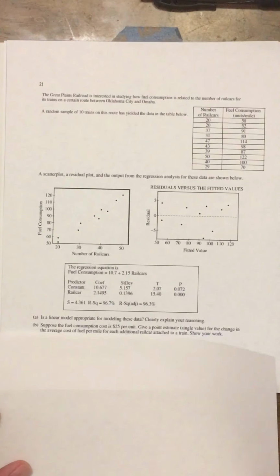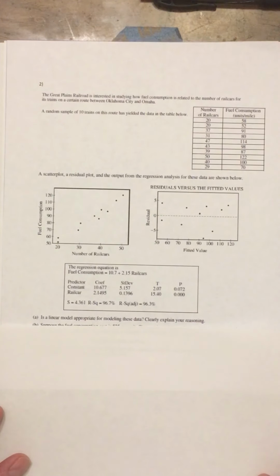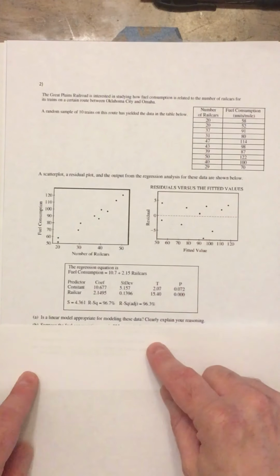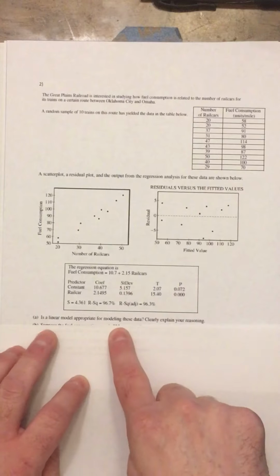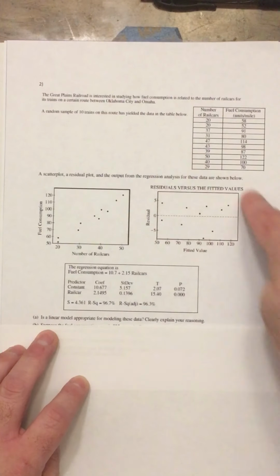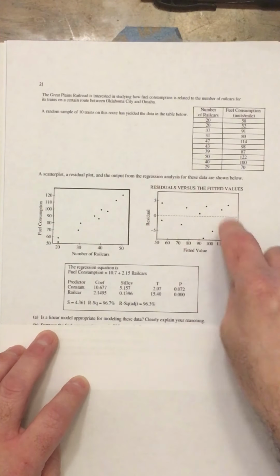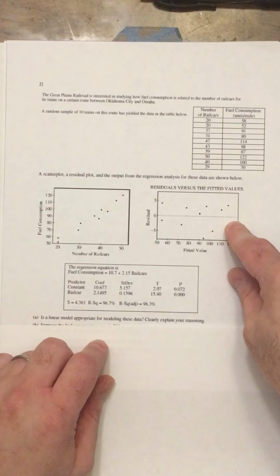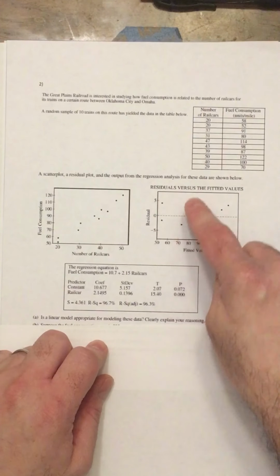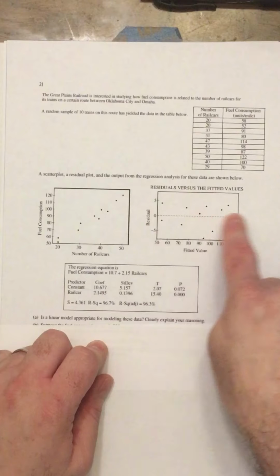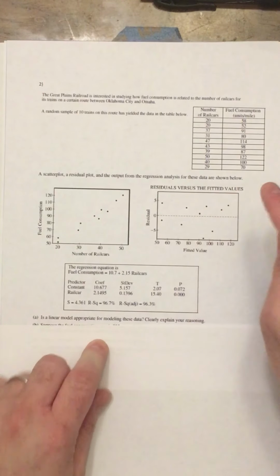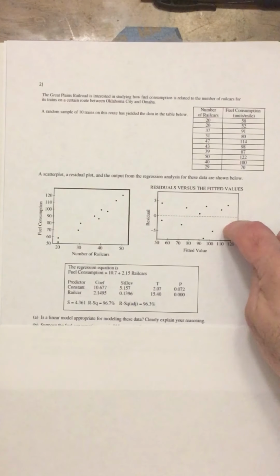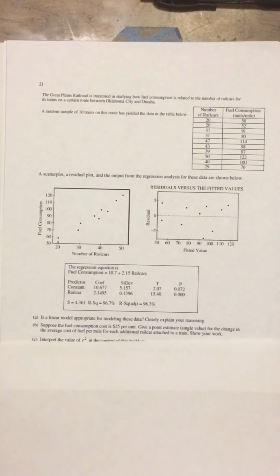And it says, is a linear model appropriate for modeling these data? Clearly explain your reasoning. If they're asking you if a linear model is appropriate, look at the residuals. The residuals will tell you whether or not the linear model is good. And when the points are scattered about this line, some above and some below with no particular pattern, then it means that a linear relationship is appropriate. In this case, that would be the argument.